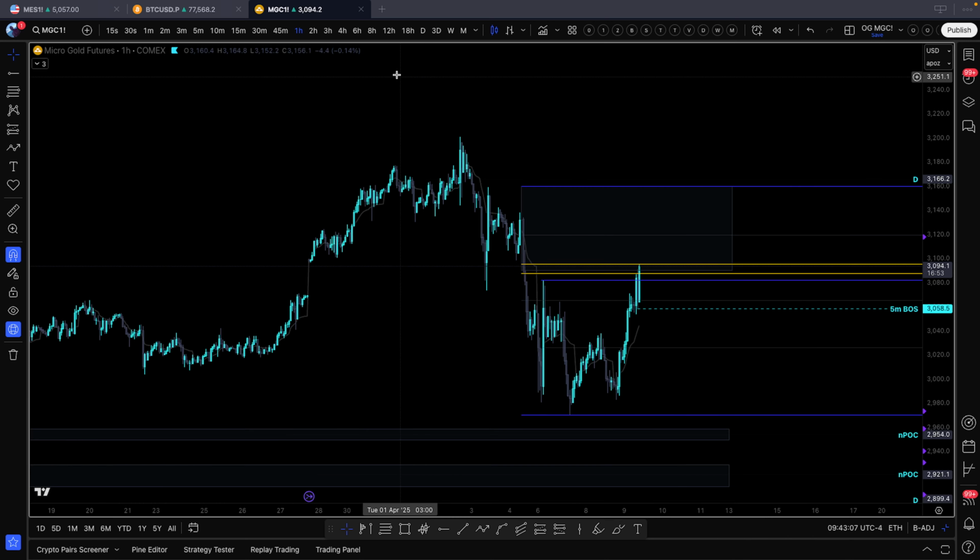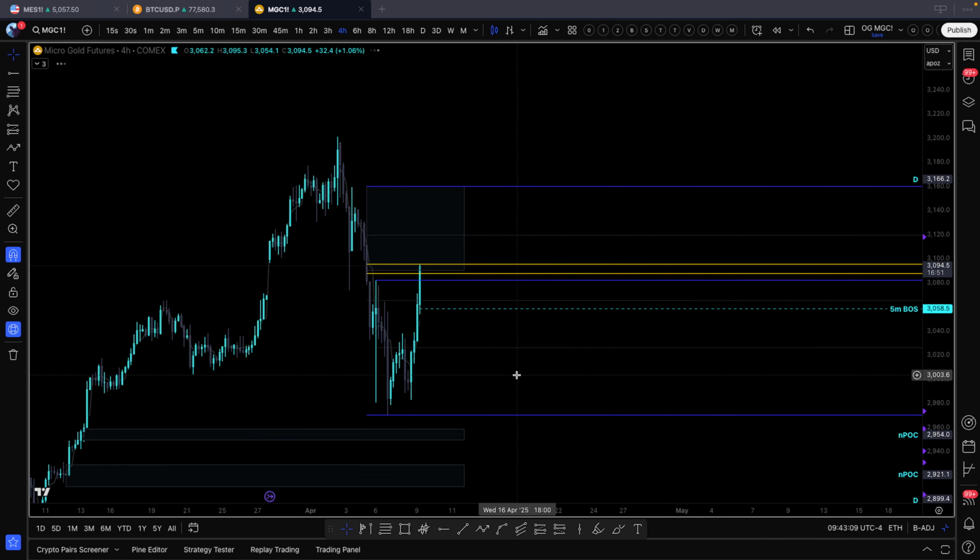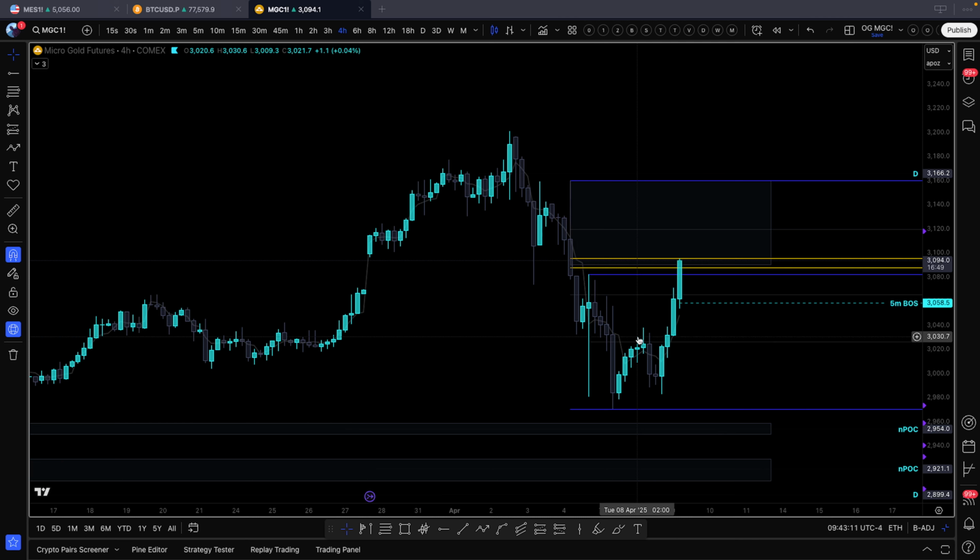We cannot deny that we have had a nice structure break on the 4-hour time frame with a very nice accumulation model. So this thing could run up and make a new all-time high. So with that said, we will keep our eyes on everything, and I'll keep you tuned in to what's coming up next.